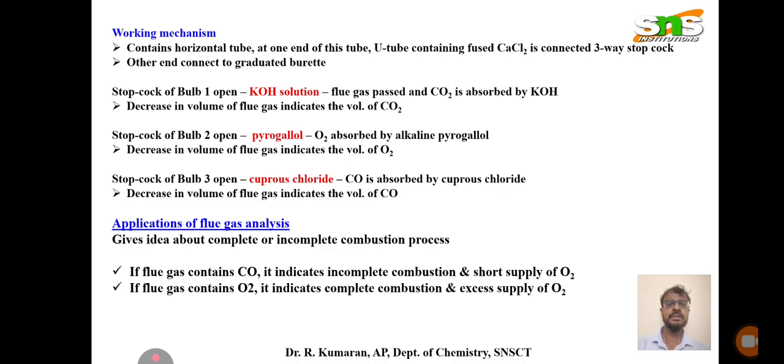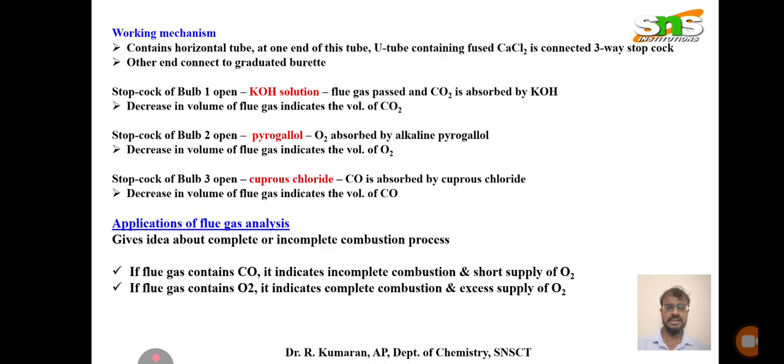Similarly, the stopcock of bulb 2 has pyrogallol material, which absorbs O2. The decrease in volume of flue gas here indicates the volume of O2 that is absorbed. The stopcock of bulb 3, the final one, has cuprous chloride, and CO is absorbed by cuprous chloride. The decrease in volume of gas indicates the volume of CO.